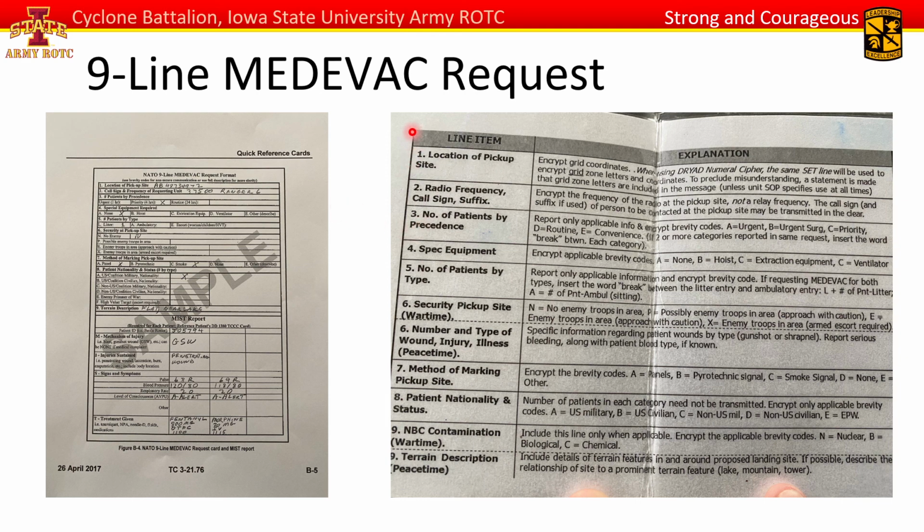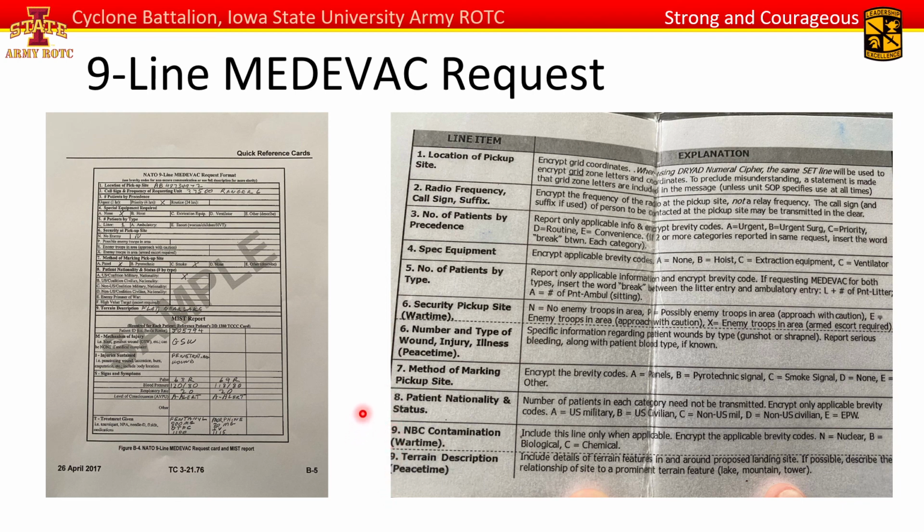On the right here, this in particular is a close-up of a laminated card that I have. It's slightly out of date because there are some changes in the brevity codes, which I'll go over. But this goes over line by line what each line of the 9-line is. You can see we have location, radio information, number of patients, equipment, patients by type. You'll give the patients by precedence, which basically says what kind of priority they are, and then by type, we'll go into that when we go over the brevity codes. Security at the pickup site, method of marking, patient nationality and status, and then NBC contamination.